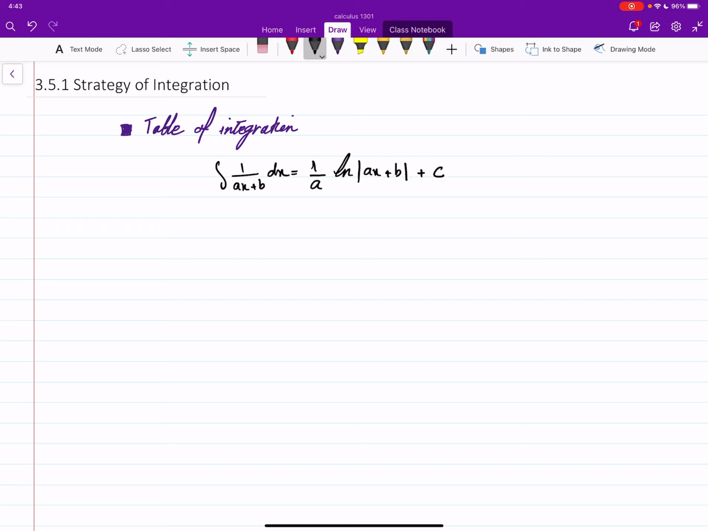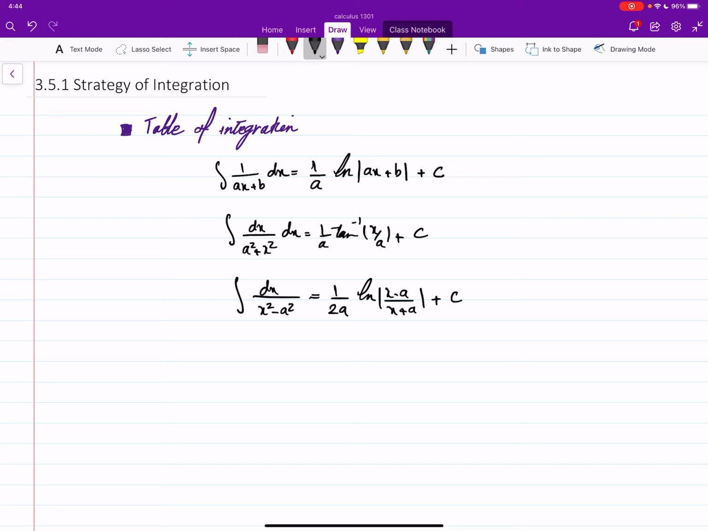Let's see. Or something like dx over a squared plus x squared. So this is something that we did study. Yes, you can use trig substitution, but now you can find it on the table and use it whenever you need it, just right away like that. Let me write a few more things here, something like this one also. This is 1 over 2a ln of x minus a over x plus a.